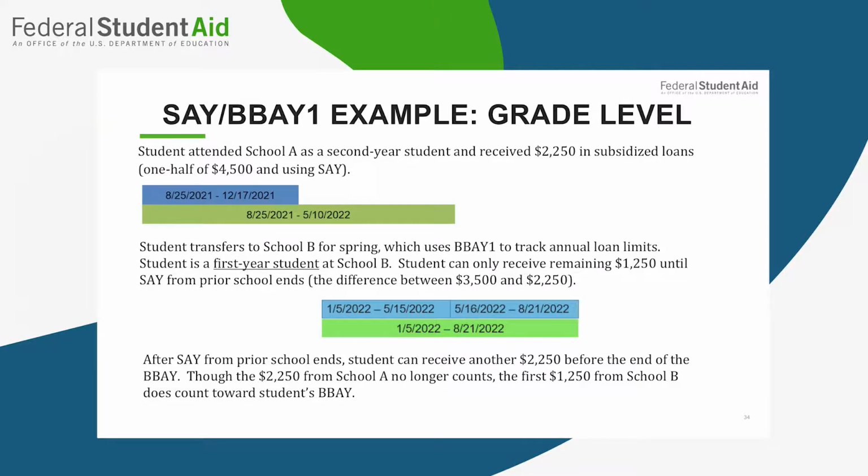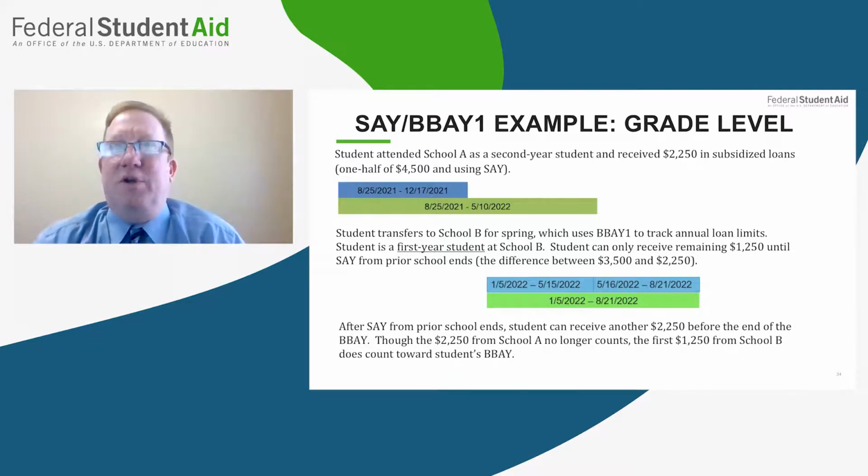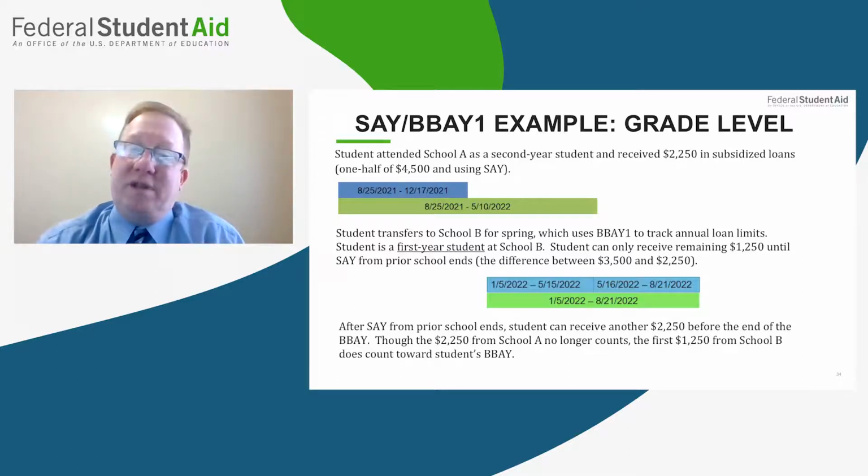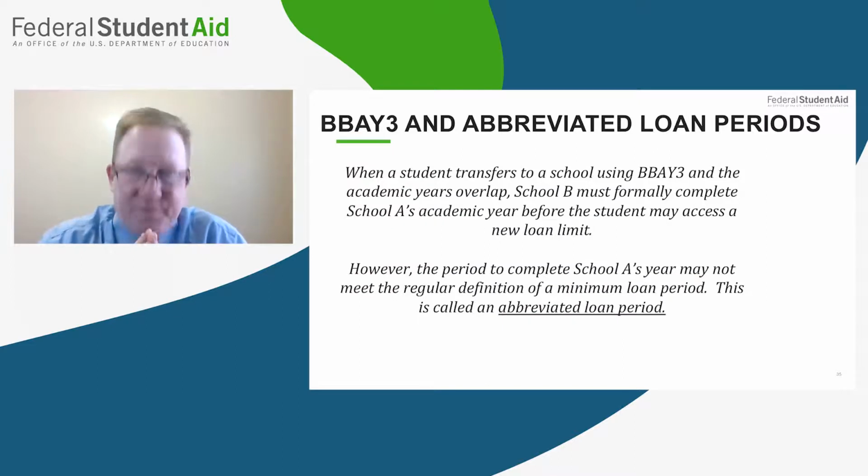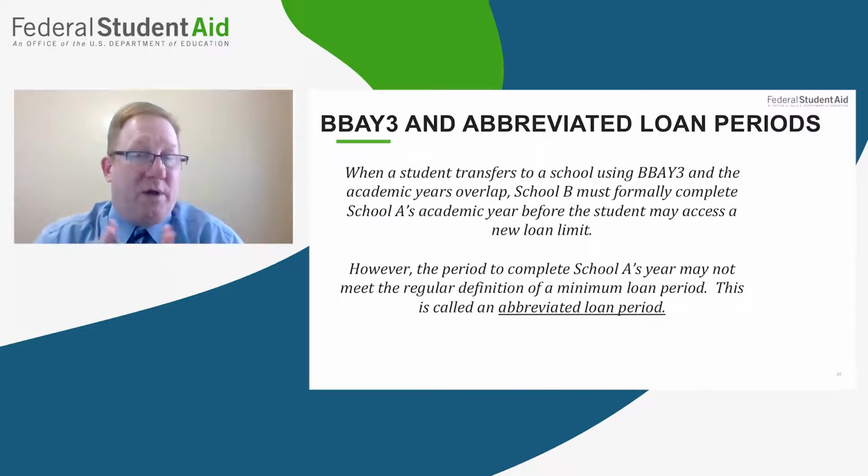If you work at a clock hour or a non-term credit hour school, you need to be familiar with this borrower-based academic year 3 approach, because you may have this concept of an abbreviated loan period come into play, and you have to treat that a certain way. Here's what we're saying here. If you have a student that transfers into your school, and you have to use borrower-based academic year 3 to track this, if the academic years overlap, then your school, School B, again, has to formally complete School A's academic year before the student may access a new loan limit.